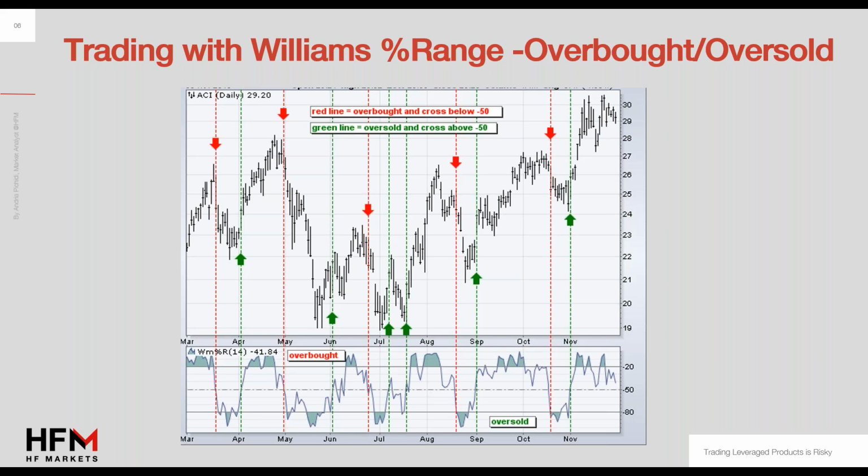Remember that it's a bound oscillator. What that means is that you have a top level and a bottom level. So any reversal away from the top level, which is 0 over here, indicates a possible short entry, while any rebound away from minus 100, or even a crossing above minus 80, is a possible long position.